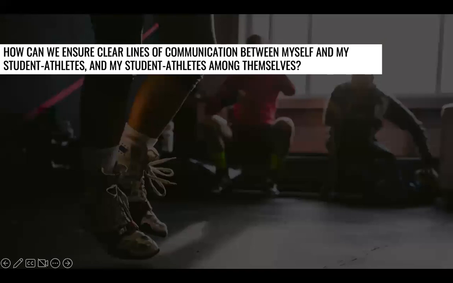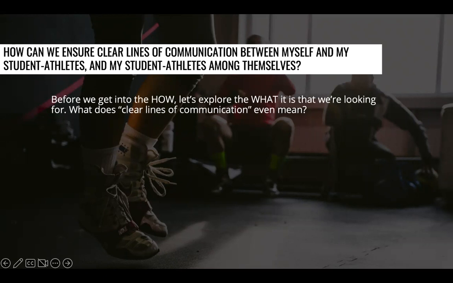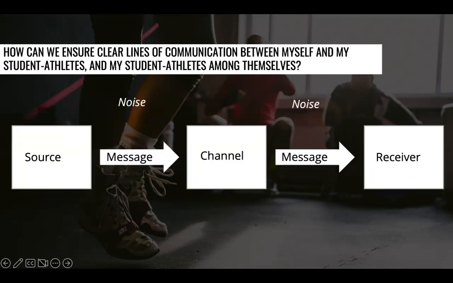How can we ensure clear lines of communication between myself and my student athletes, and among themselves? Before we get into the how, let's explore the what it is we're looking for. What does clear lines of communication even mean? In early models of communication, this is referred to as transactional communication. This looks like the source relaying a specific message through a channel like written or verbal communication to the receiver. This is a one-way form of communication that only moves from the source to the receiver.